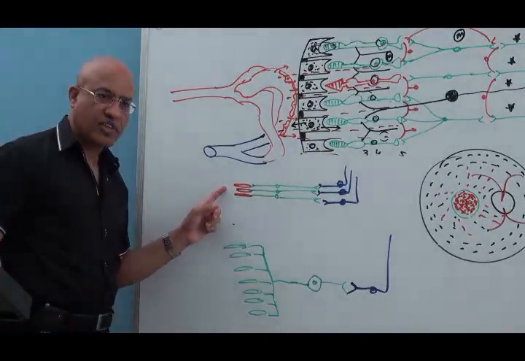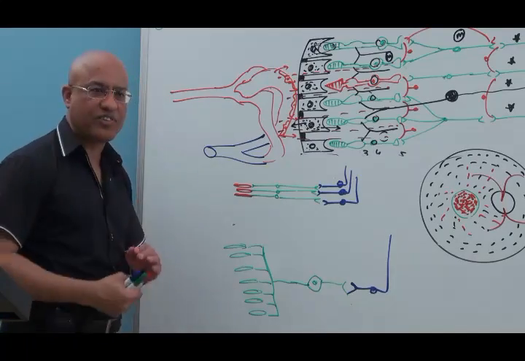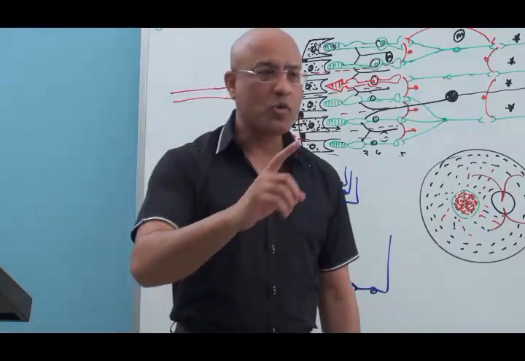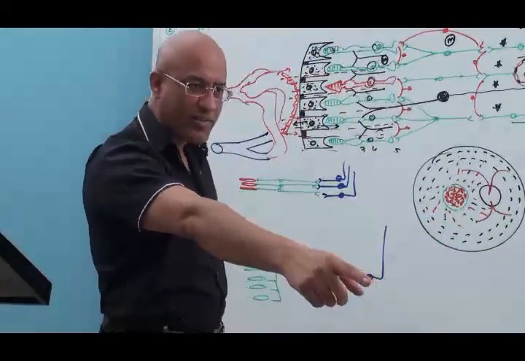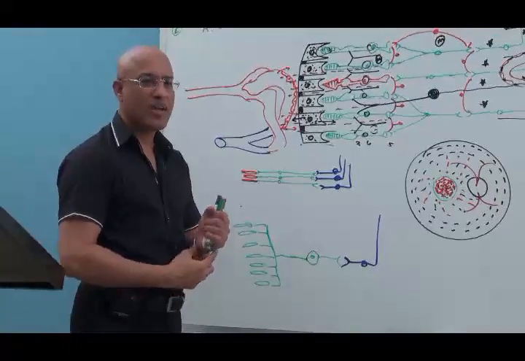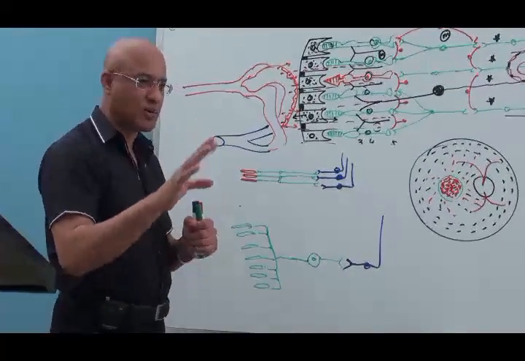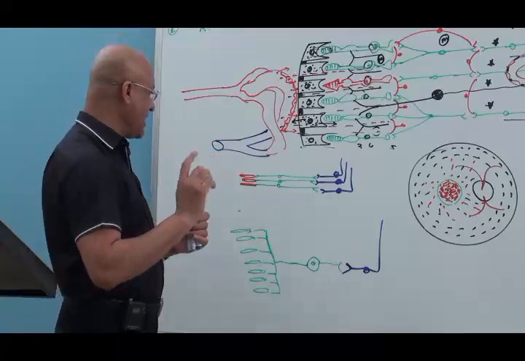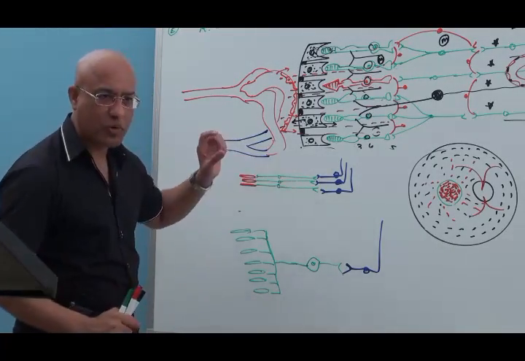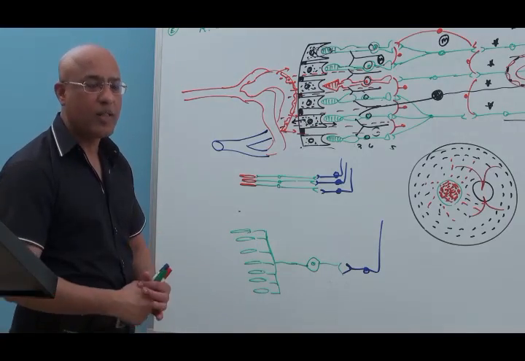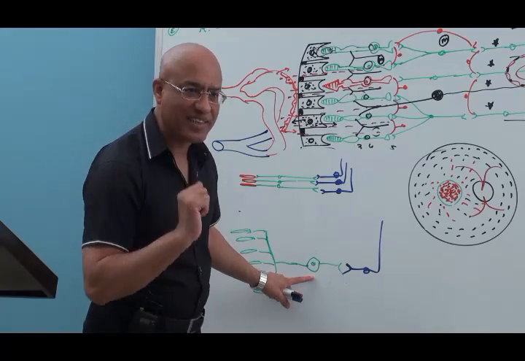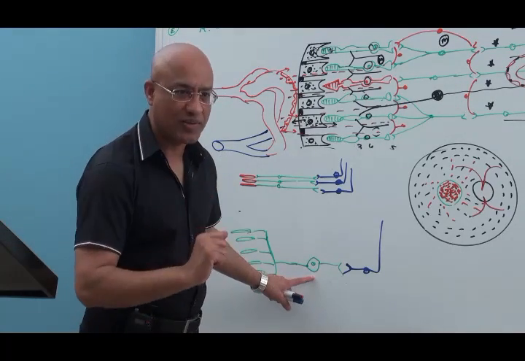Will cones be more sensitive to light, or will rods be more sensitive to light? You think cones? Let me explain. Actually, rods are more sensitive. Apparently you think it should be the cone, but rods are more sensitive to light because rods can activate the bipolar cell at very low illumination.